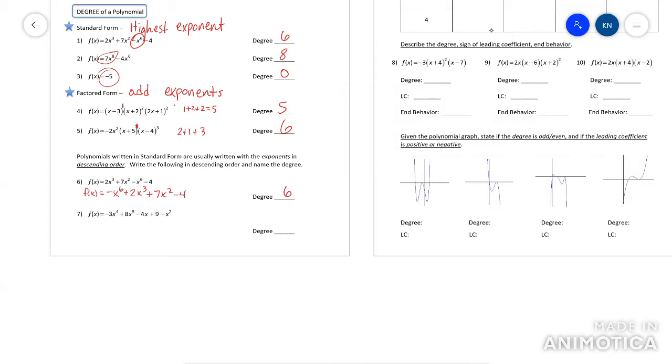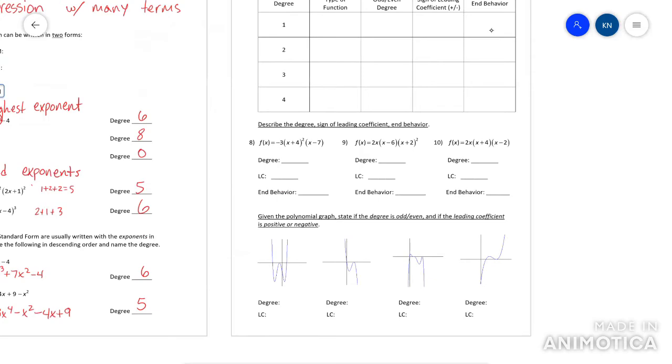Look at this next one. They want it in descending order. So the first one would be that plus 8x to the 5th. That's the highest exponent. So this one, I would go f of x equals 8x to the 5th. And then the next one's that minus 3x to the 4th. The next one is this minus x squared. Then comes the minus 4x. And then comes that plus 9. And this one's not factored either. So you go with the highest exponent, which is to the power of 5. So it's degree 5. All right, moving right along.